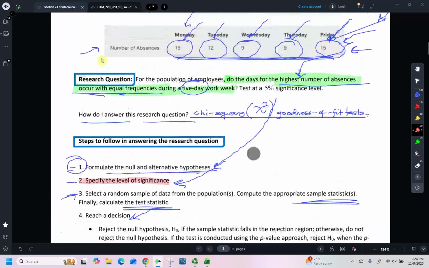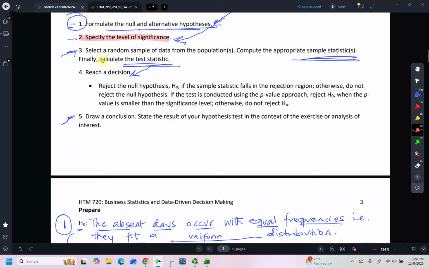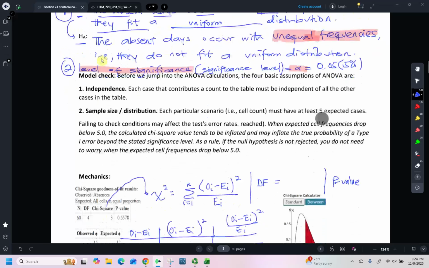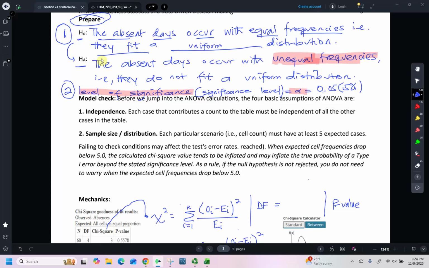Of course, we would like to go on to step 2, where we specify the level of significance. If that is not specified in a given question, we assume that it is 5% or 0.05. So we specify the level of significance as alpha, which is equal to 0.05 or 5%. Then we proceed to the next step, which is the model check.